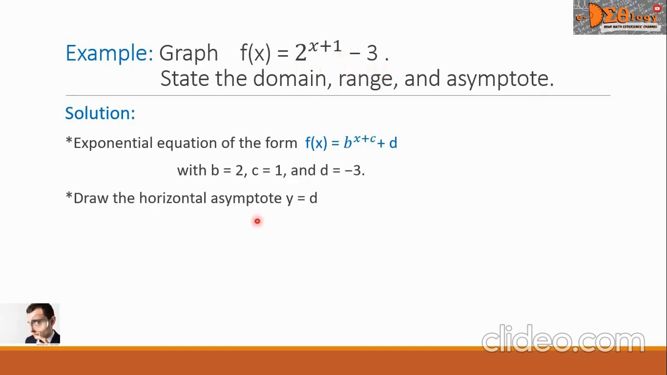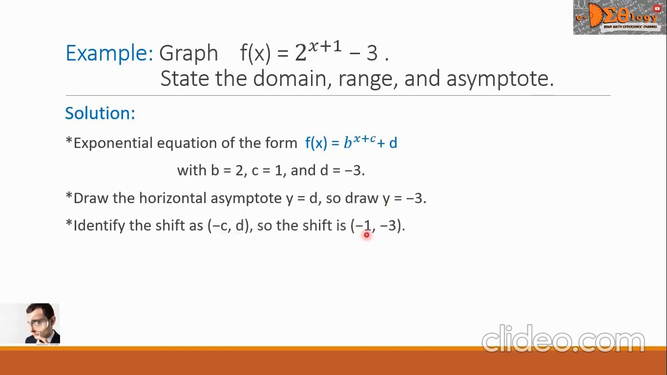We will draw the horizontal asymptote y equals d. So it means this is y equals negative 3. And then we will identify the shift as negative c, comma, d. So the shift is negative 1, comma, negative 3. So we will shift the graph of f of x equals 2 raised to x to the left 1 unit and down 3 units.